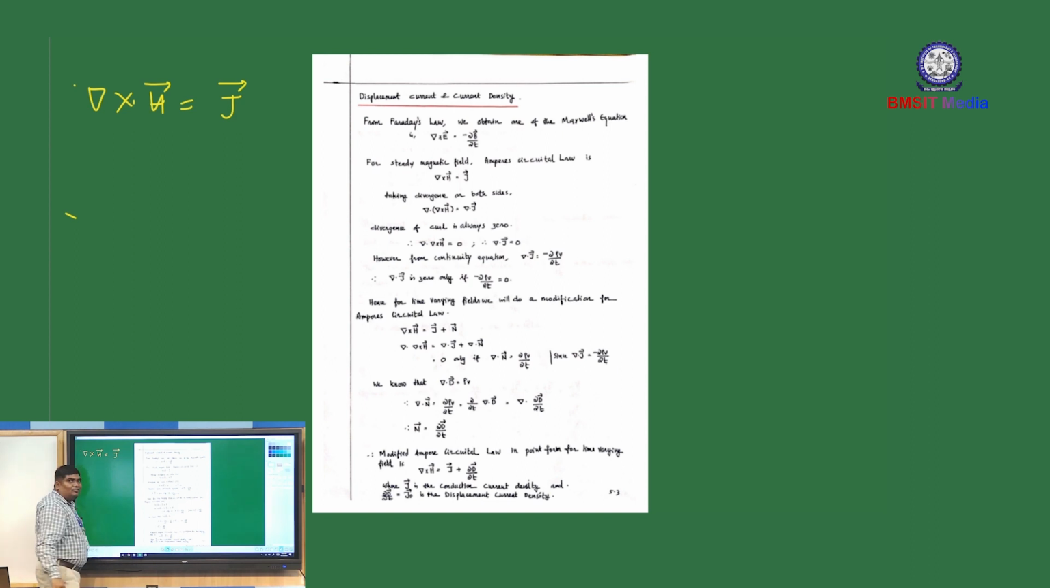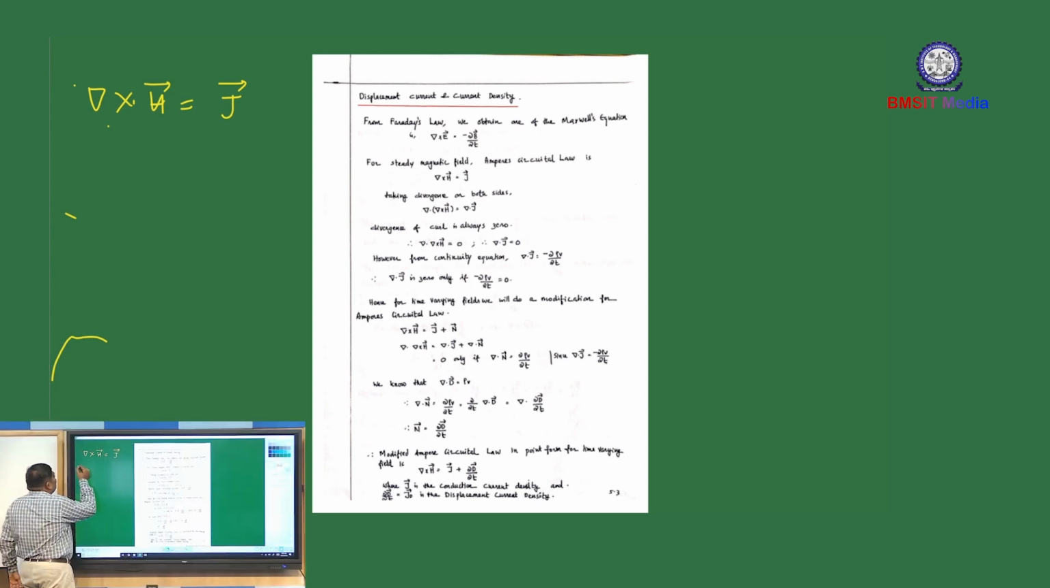That is, curl of magnetic field intensity is equal to current density. This is called Ampere circuital law. In magnetostatics, we have discussed this and we have derived the equation del cross H is equal to J. Now we will see how exactly this will be varied with respect to time, how these parameters will be varied, whether the magnetic field will be varied or the current density will be varied, right?